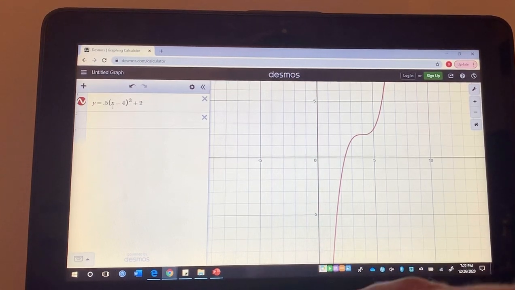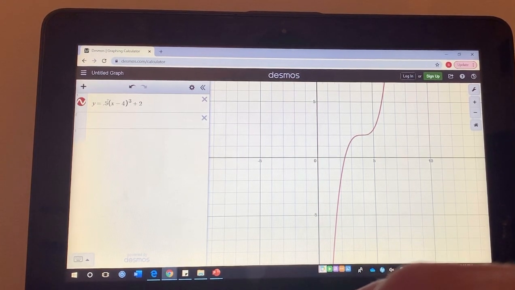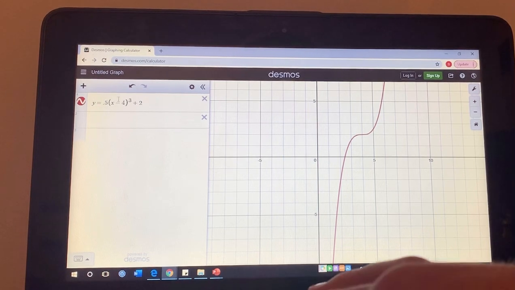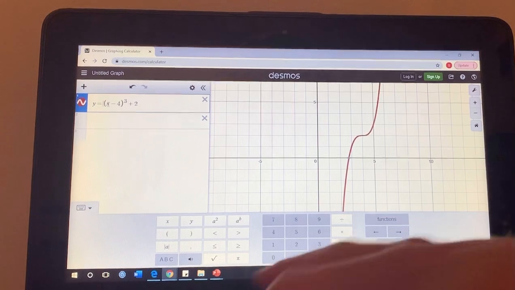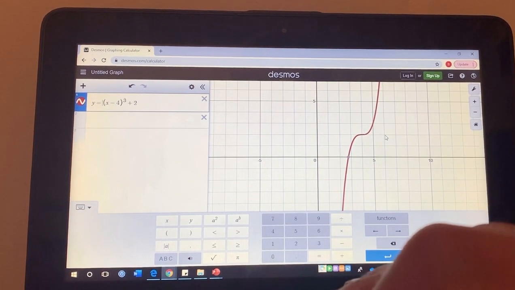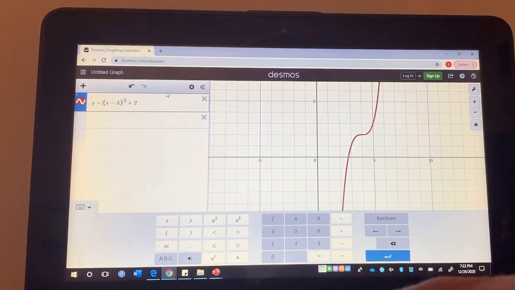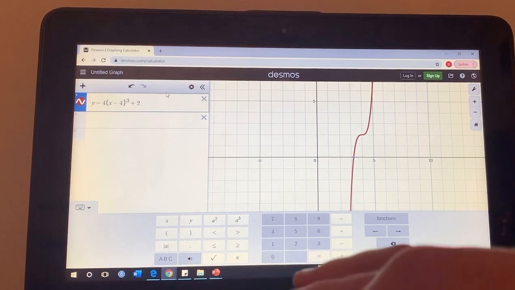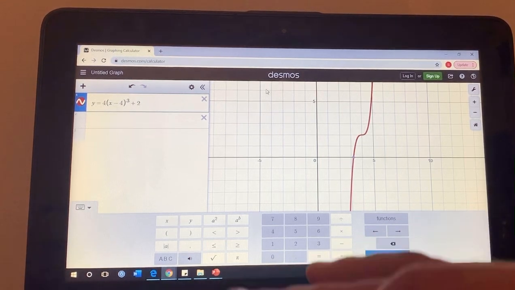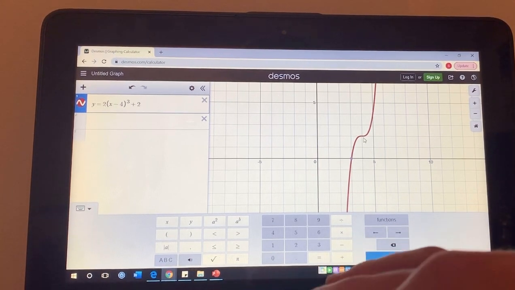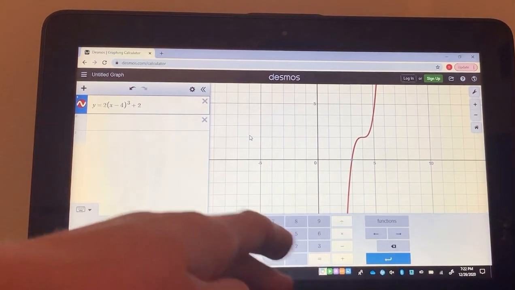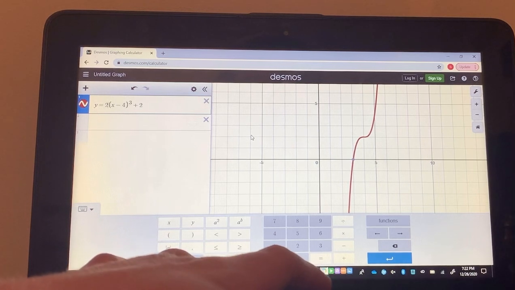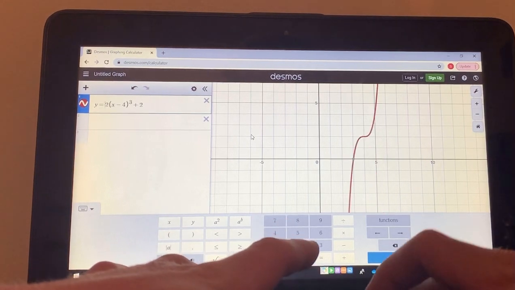Now, this is the tricky part. It's not really tricky, but it's harder. Usually our point of reference is that we go over 1, up 1. But if a were 4, it would be over 1, up 4. And if we had 2, it'd be over 1, up 2, or over 1, down 2. And again, guys, it just flips if we do a negative.